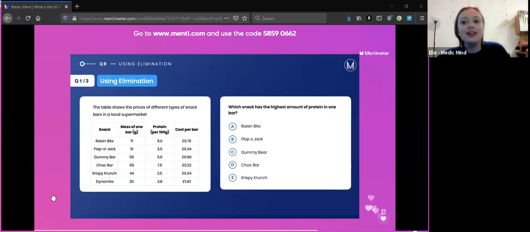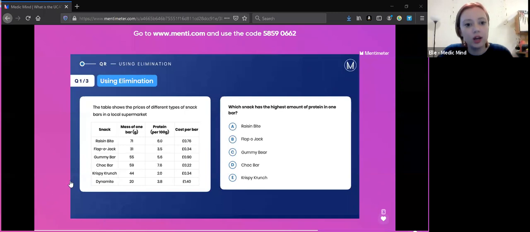Exactly. So that's the key there, Shivam. Can you eliminate some so that you don't have to work them all out? Because if you can narrow this down to just 2 or 3 snacks that you want to calculate, then you're going to save so much time. You're literally halving or even making it a quarter of the time.